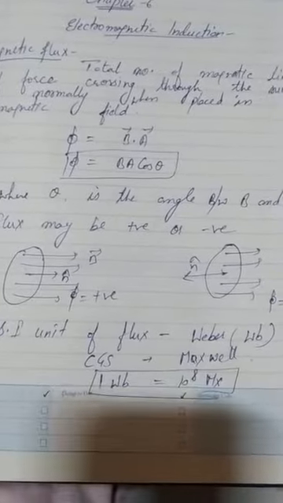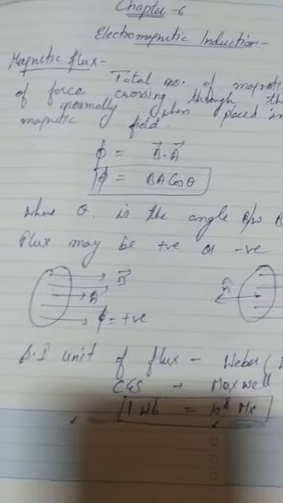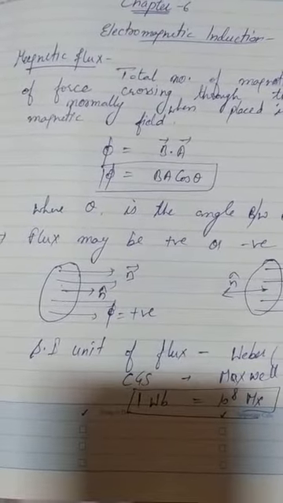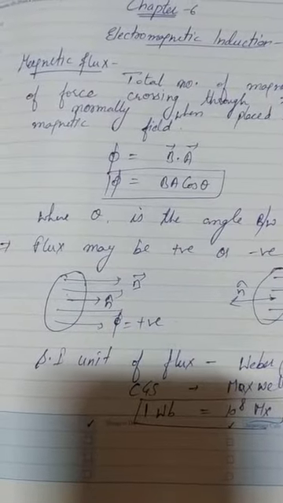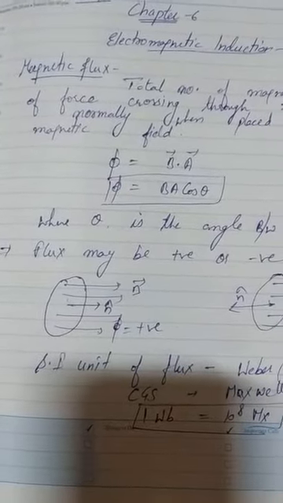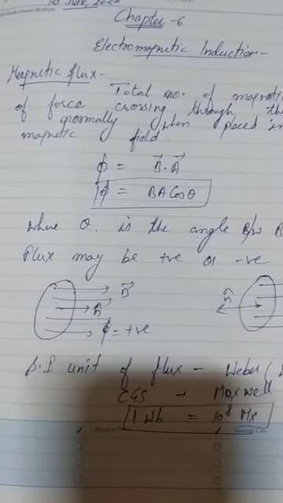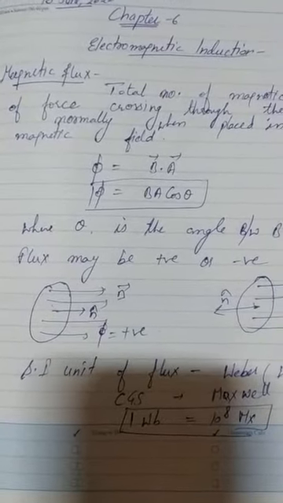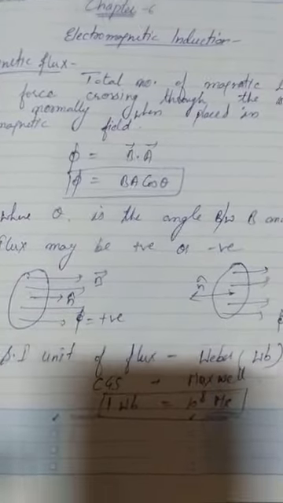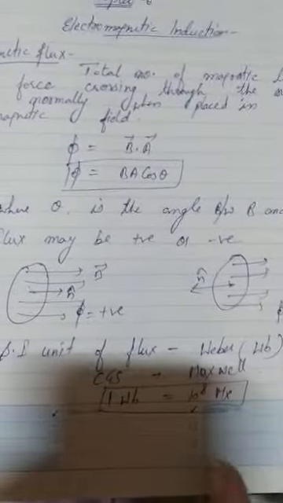This is our term magnetic flux. Magnetic flux is the total number of field lines passing normally through any surface that we place in the magnetic field. Phi equals B dot A, where A is the area of the surface and B is the magnetic field. And the SI unit of flux will be Weber.